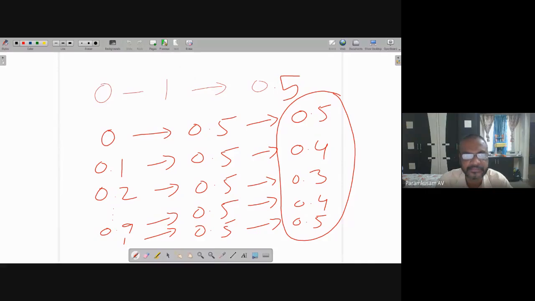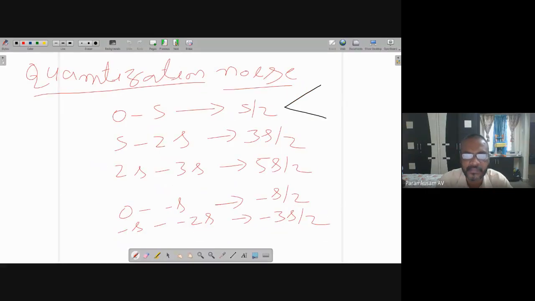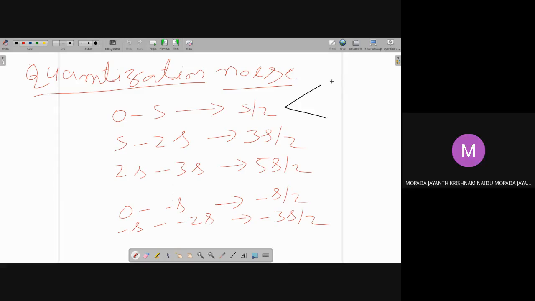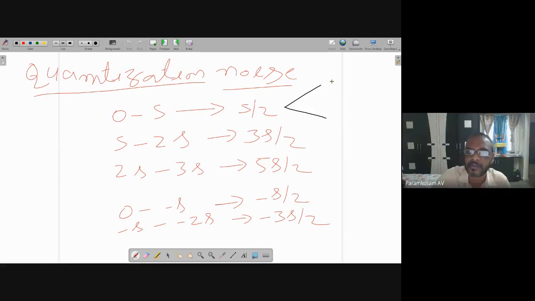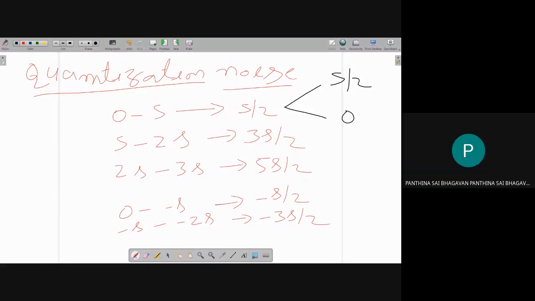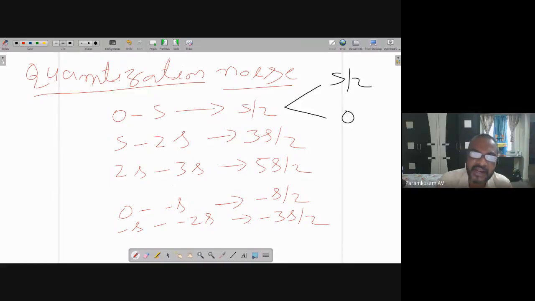Like this, whatever may be the values between 0 and S, all these values are mapped to S by 2. Then what is the maximum error and what is the minimum error? S by 2. The maximum error is S by 2. The minimum error is 0, if you consider magnitude.